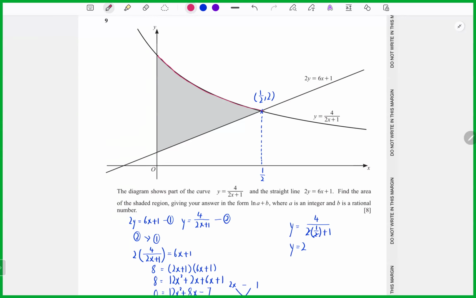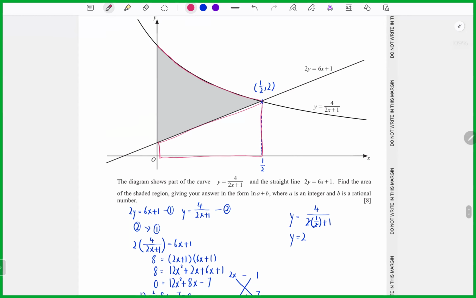This curve, right? You can use the area under the curve. It means you can use integration to find the area under the curve for y equals 4 over 2x plus 1, right? And then minus what? Minus the area of the trapezium. Yes, you can see this is your area of the trapezium, right? So you can use the area of the trapezium.